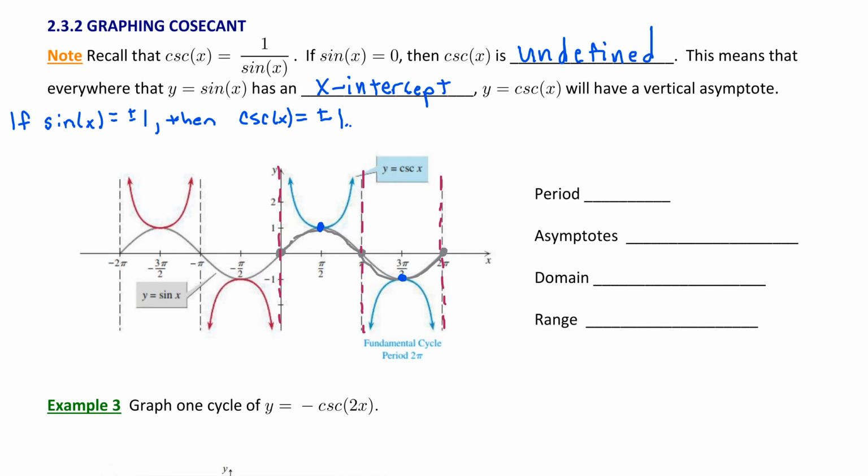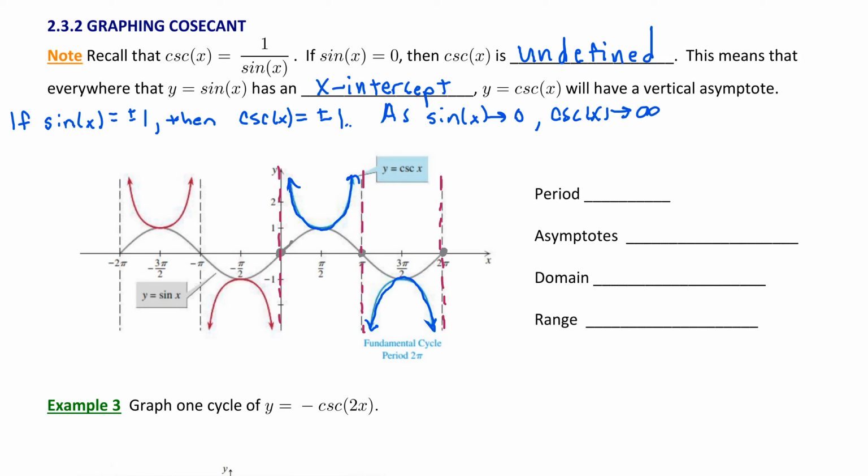Also notice that as sine of x approaches its x-intercept, cosecant of x goes the opposite direction. So notice here, as sine of x approaches its x-intercept, cosecant of x goes the opposite direction, and that's true at this x-intercept as well. So the resulting cosecant graph looks like it bounces right off of that sine wave. It almost looks like a set of a couple of parabolas.